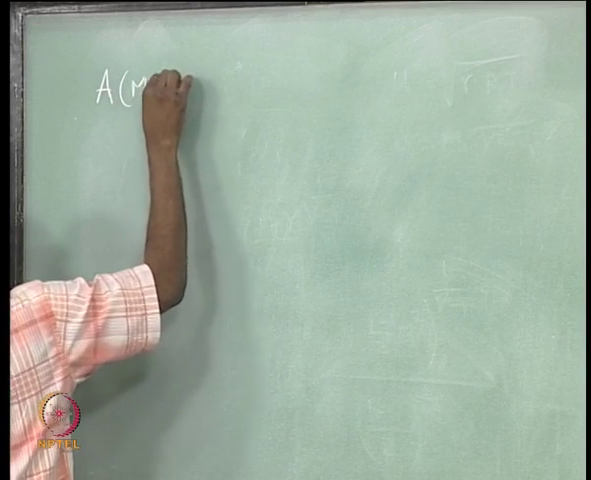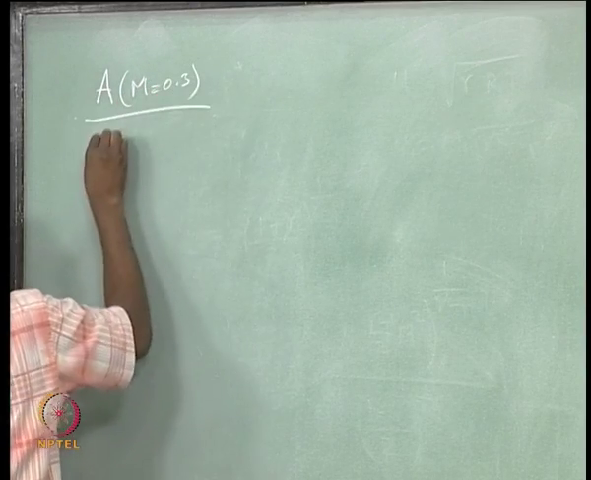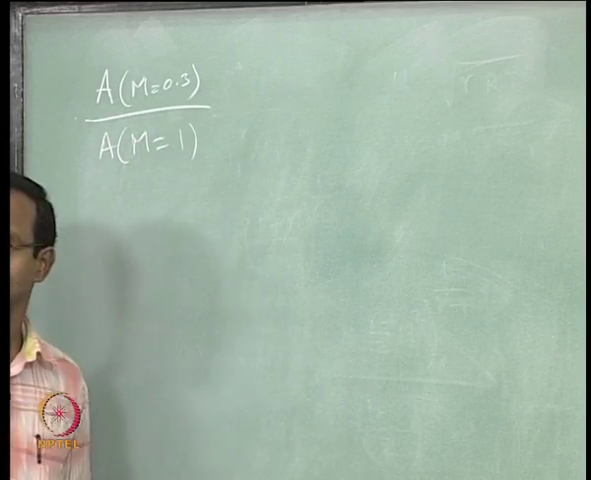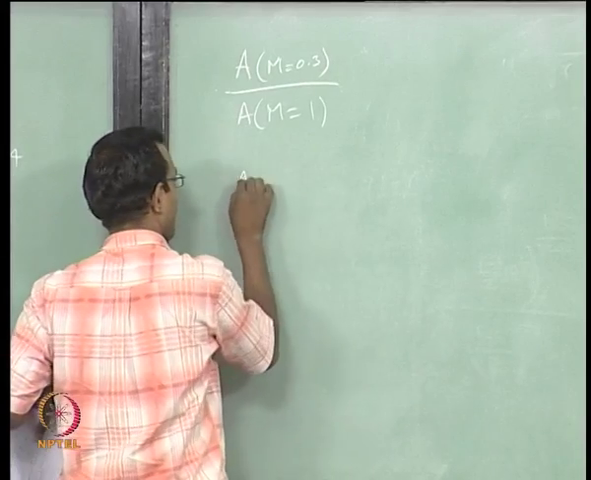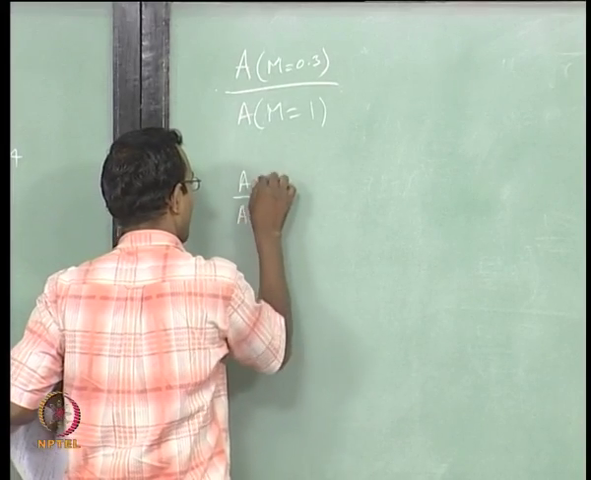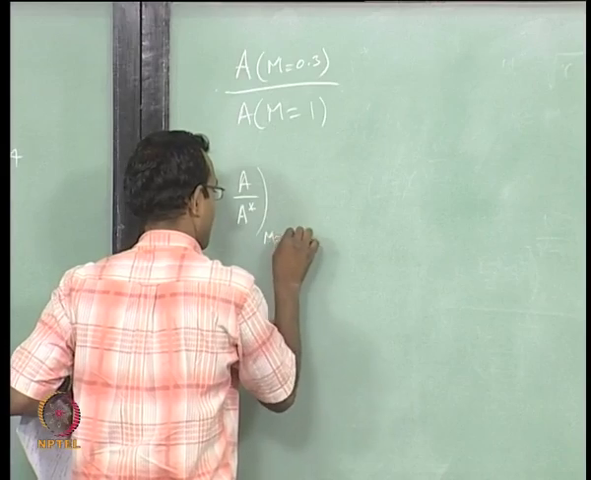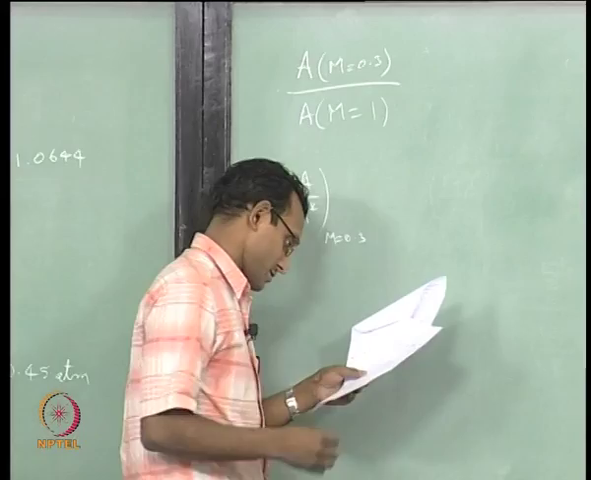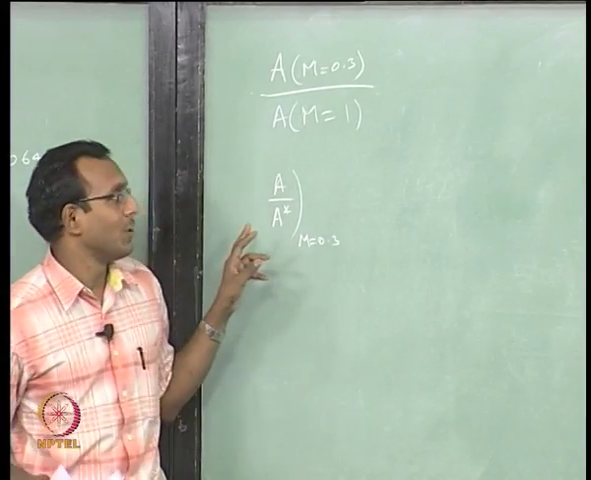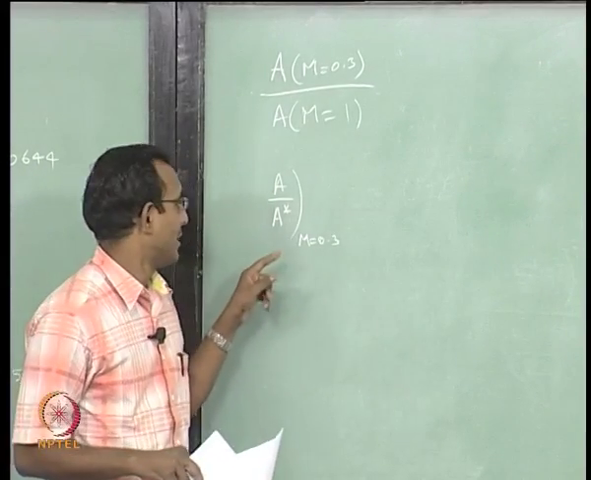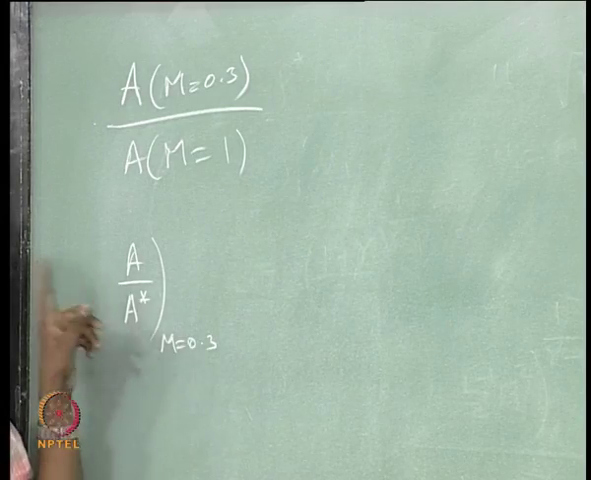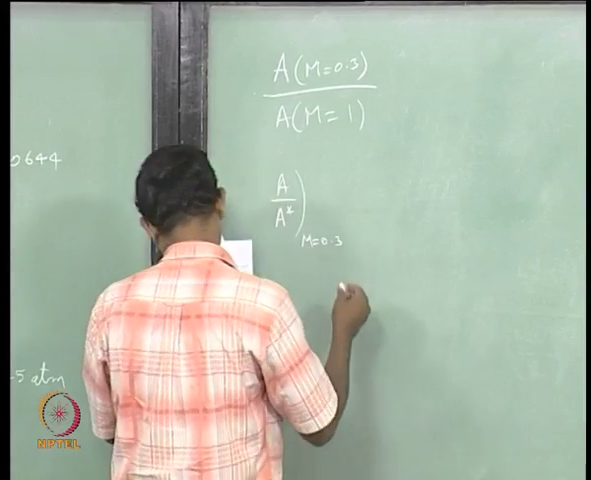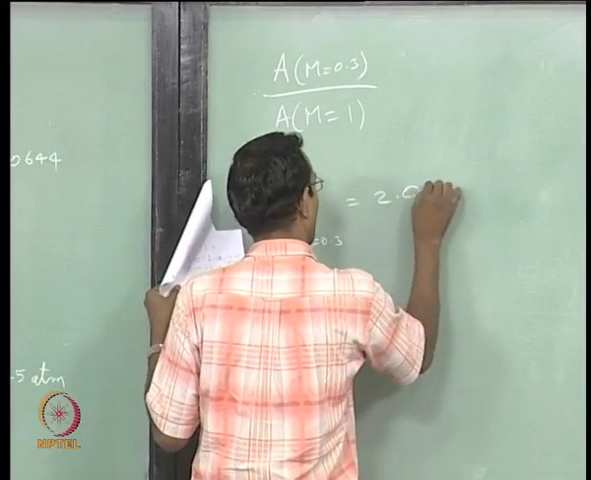A at M equal to 0.3 divided by A at M equal to 1, this is what we wanted. This is just simply A by A star calculated at M equal to 0.3. Okay. So instead of going and calculating that whole formula we derived today, I could just go and look up the table for gamma equal to 1.4, Mach number 0.3, the tables will directly give you the answer, 2.035.